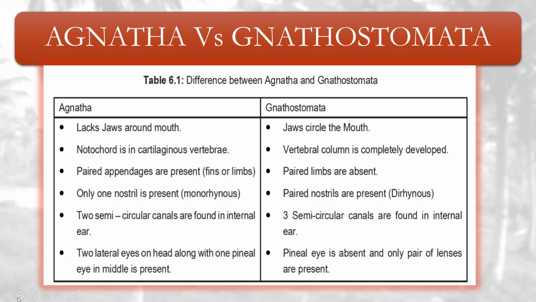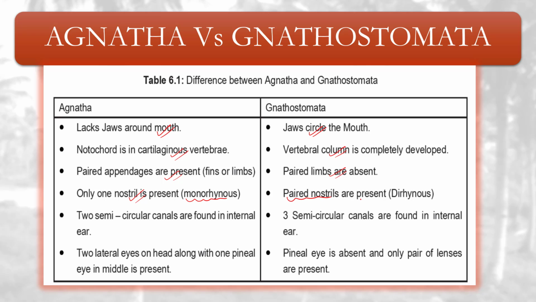Cyclostomes or Cyclostomata. These are the differences between Agnatha and Gnathostomata. Okay, so Agnatha means they don't have jaws. Gnathostomata means they have jaws. Okay, they lack jaws, and in Gnathostomata, jaws circle the mouth. Notochord is cartilaginous. Vertebral column is completely developed. Paired appendages are present. Okay, fins or limbs. Paired limbs are absent. Okay, so paired limbs are absent because they are going to form vertebrates, and vertebrates may have limbs.